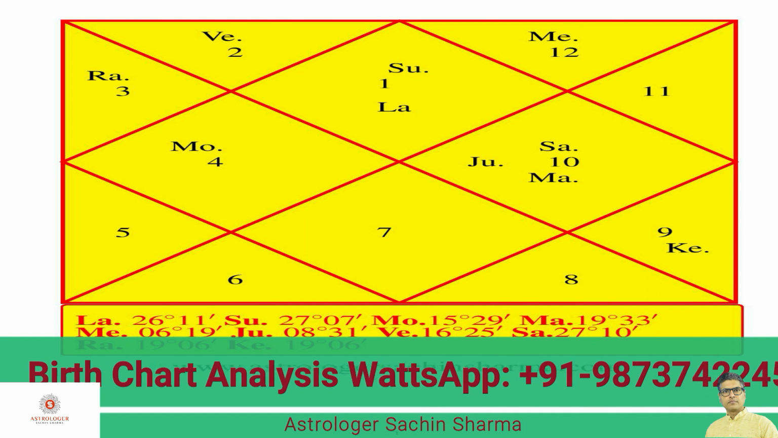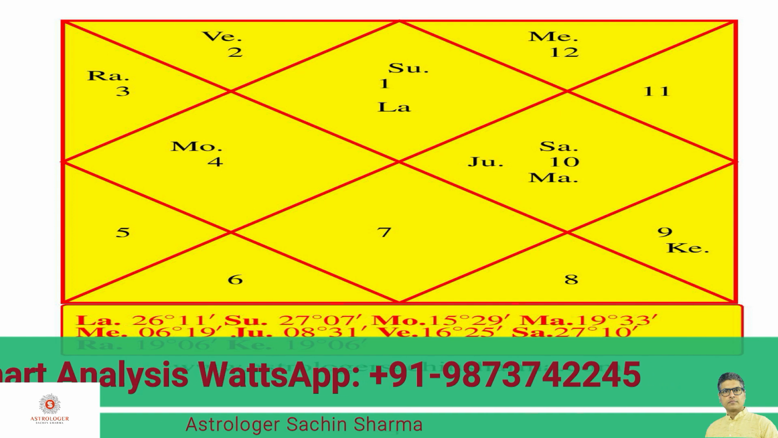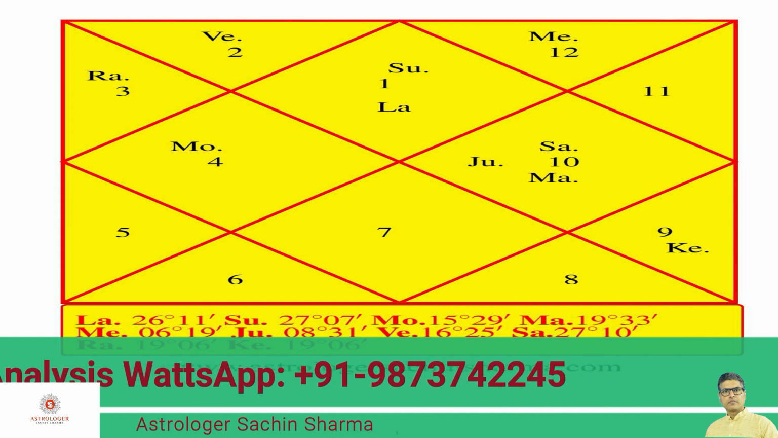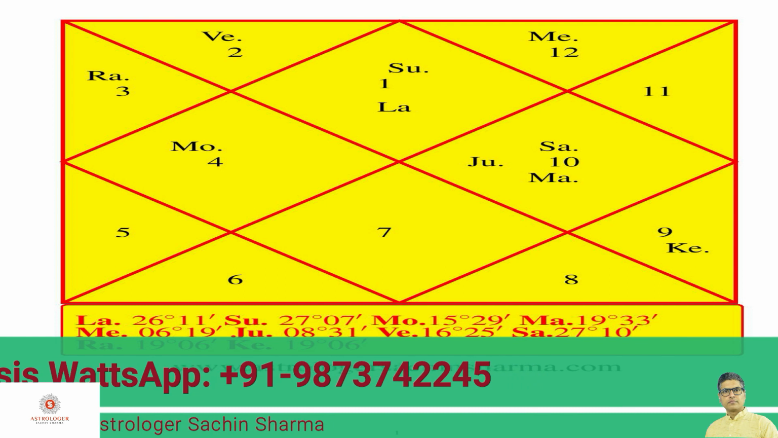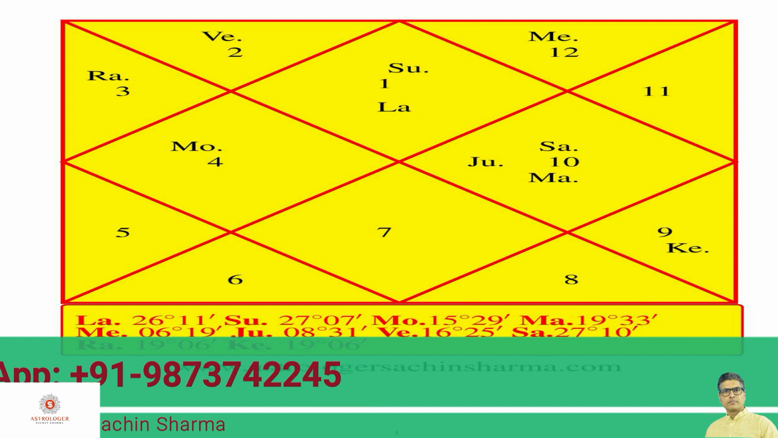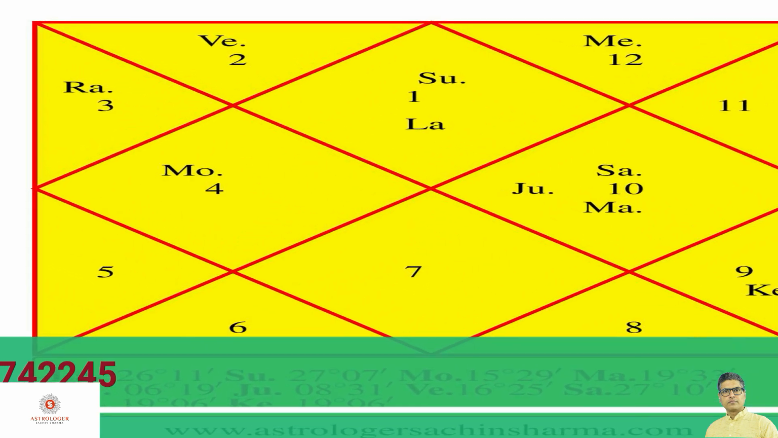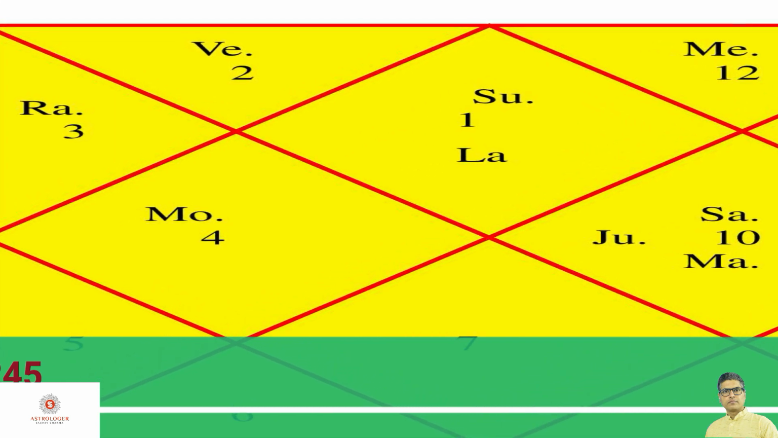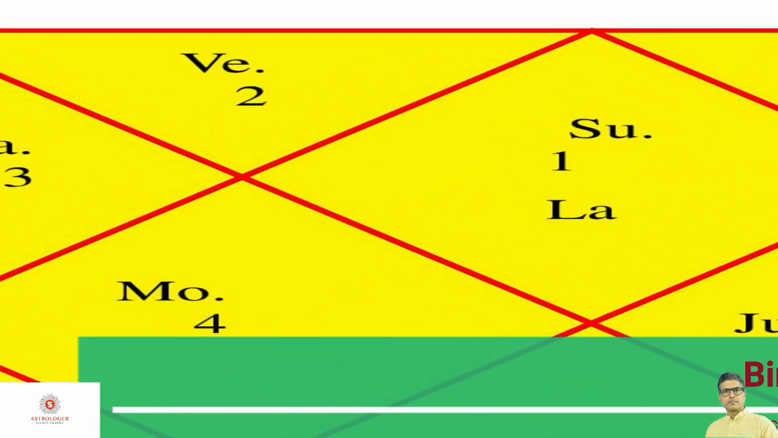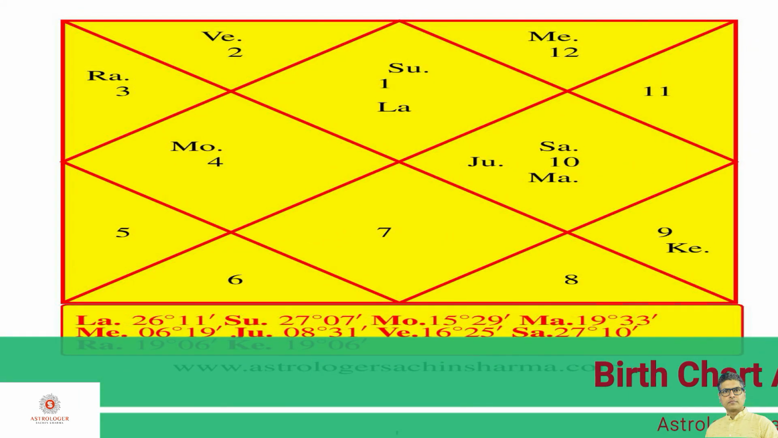Jupiter is at 8 degrees and 31 minutes. Again Jupiter is in childhood stage and it is going to give the person only 40% to 50% of result in this birth chart. Venus is 16 degrees 25 minutes, that is young age, and Venus will be giving very positive results, as we can see that Venus is placed in its own sign, that is the sign of Taurus, and it will give you very positive results.